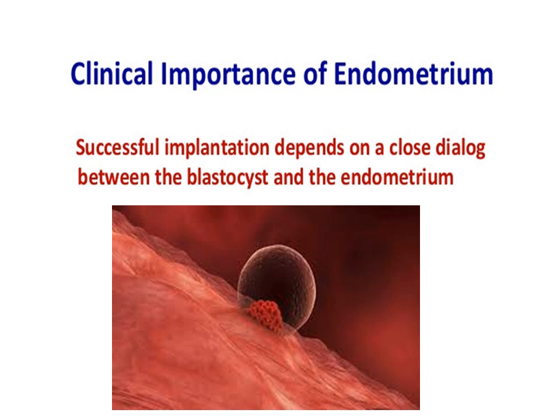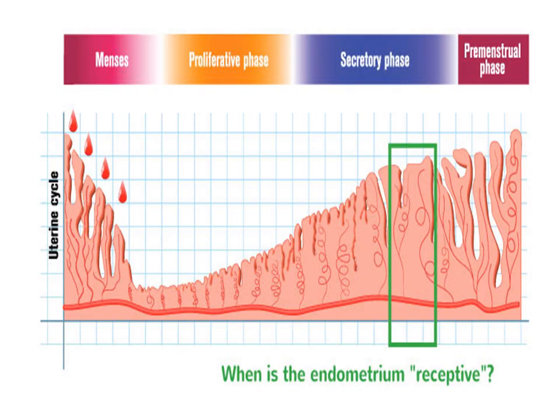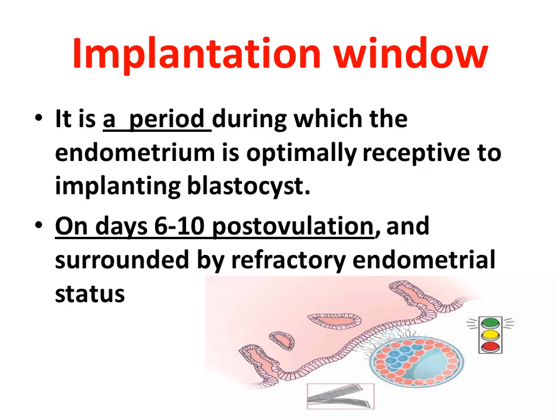Simply because the endometrium is a site for implantation. So if we evaluate the endometrium well, this means that the possibility of implantation is high. And in such a case, the endometrium is called a receptive endometrium, which means it's ready for implantation of the blastocyst. The best time for the endometrium to be receptive is 6 to 10 days post-ovulation, and at that time the endometrium is ready for implantation. It's called the implantation window, and the endometrium is called a receptive endometrium.